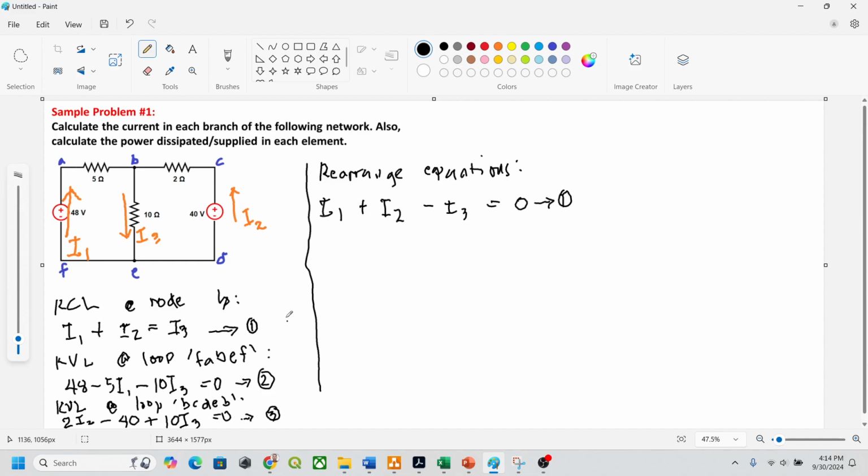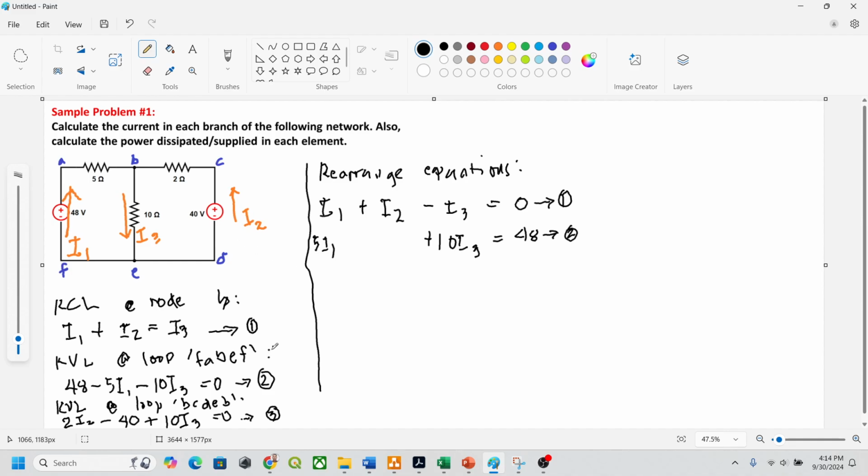Okay. So for equation number 2, of course, we can rearrange this equation. All negative terms will be transferred to the opposite side. So that's why we have 5I1, right? Plus 10I3 is equal to 48. Okay. Right. That should be our equation number 2.